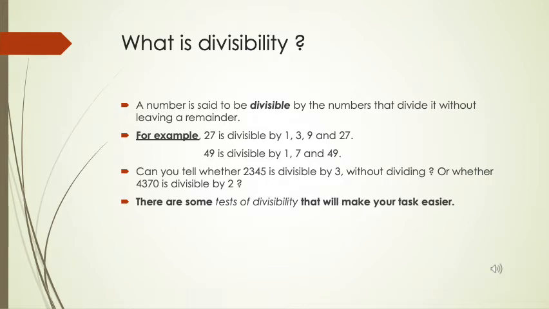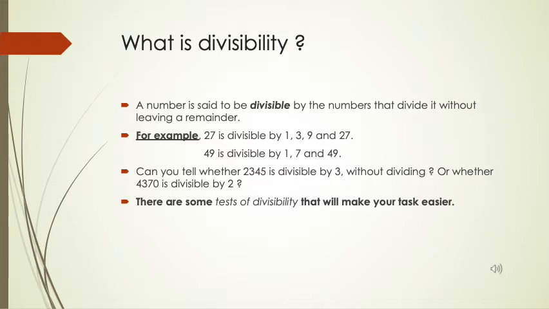What is divisibility? A number is said to be divisible by the numbers that divide it without leaving a remainder. This means divisibility helps you find out which numbers divide others without leaving any remainder. For example, 27 is divisible by 1, 3, 9 and 27. Here, this means on dividing 27 by 1, 3, 9 or 27, you will get remainder 0.